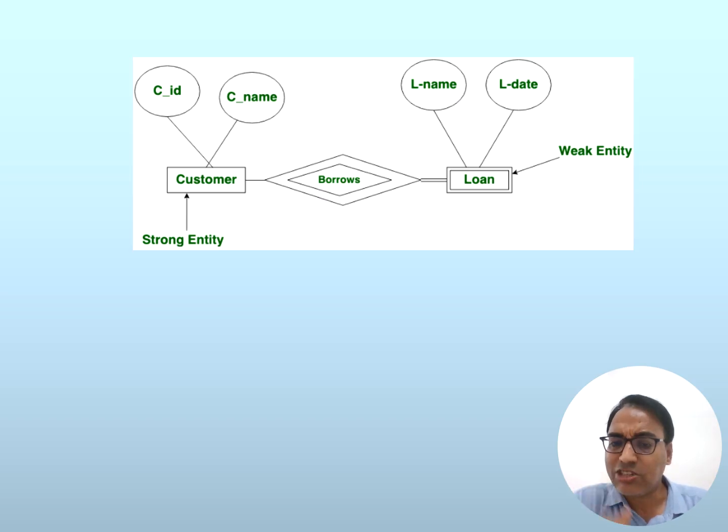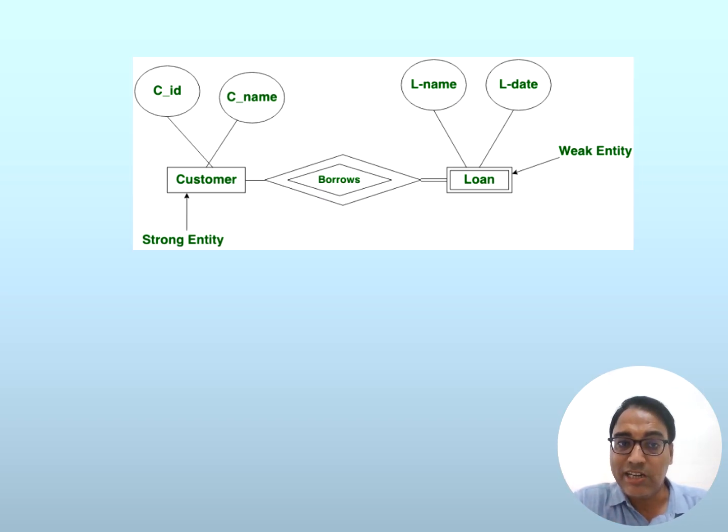The reason: every customer does not take a loan. So loan is just not a part; whenever it's needed, it's there. So this becomes a weak entity. But the customer is a strong entity, everywhere, for banks or the big shopping malls, everywhere.